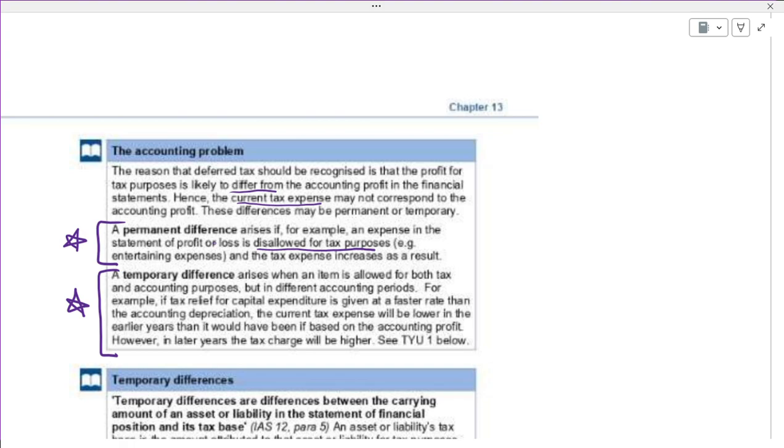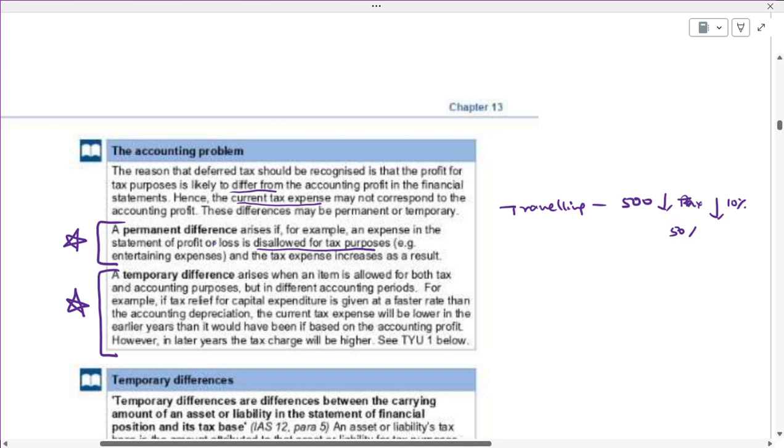See, you have made an expense, any extra expense, say traveling. You have paid 500. What will happen? The profit will decrease by 500, and the tax will also decrease proportionately. Assume a 10% tax. What will happen? Your tax will be reduced by 50.